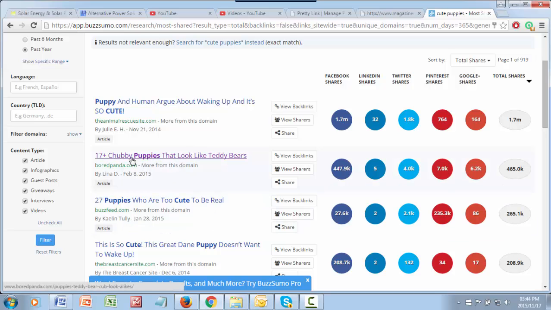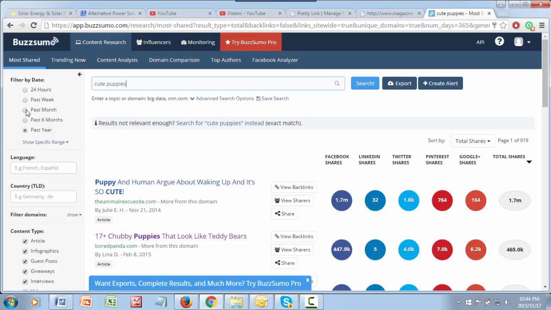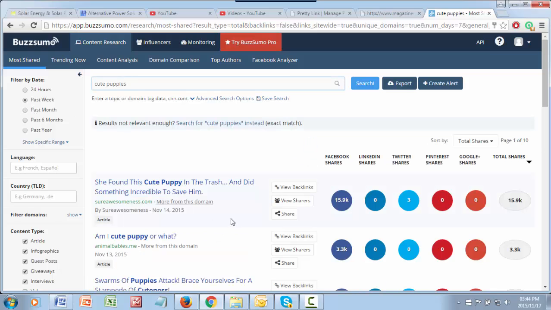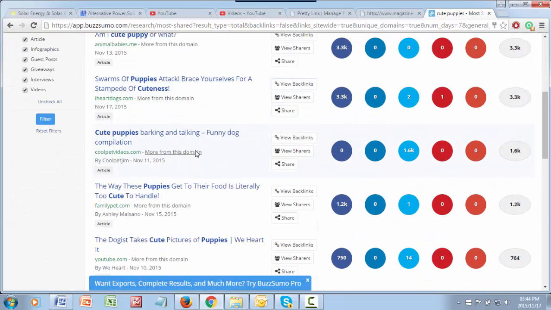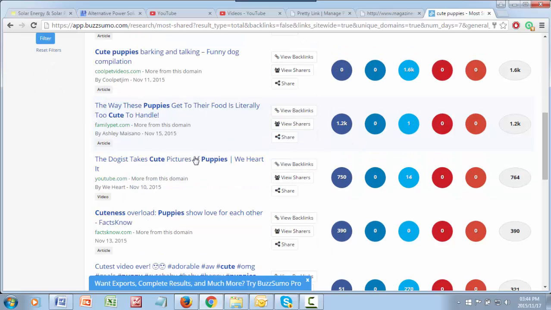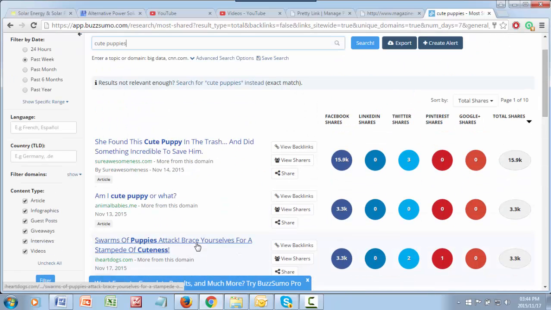Okay, I've already played with this one, and it's really cool. What you can do is actually see what's really hot. So hit 24 hours, past week if you can. So in a week, Sure Awesomeness has already got 16,000 shares from something. But if you look here, it drops down fairly quickly. But then, 390 shares would be perfectly all right.